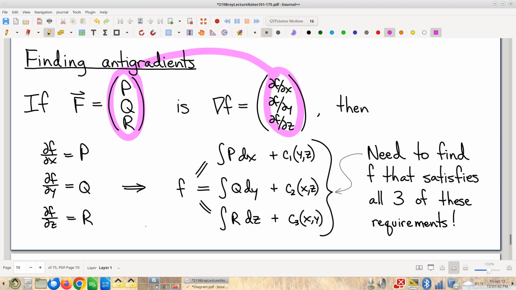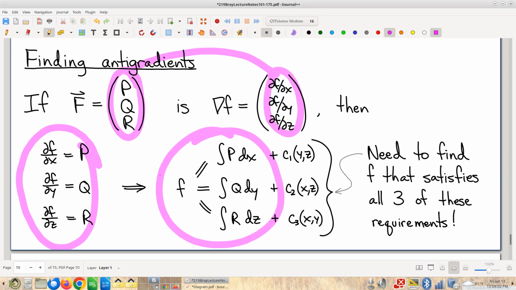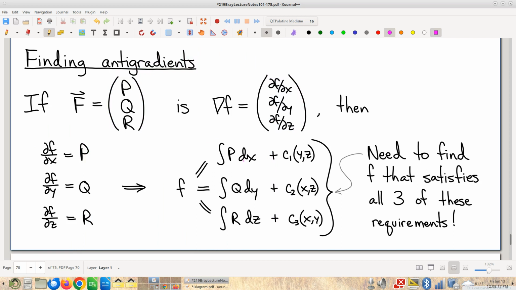And, well, wait a second. If P, Q, and R are the X, Y, and Z partials of F, then that means that F has to be the X, Y, and Z anti-partials of P, Q, and R. Now that's just a sort of grammatical rephrase. It's not really anything new, right?